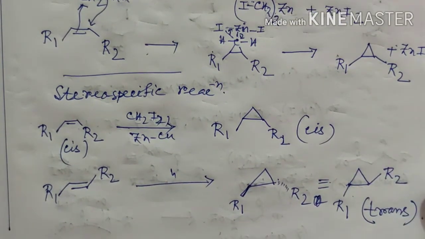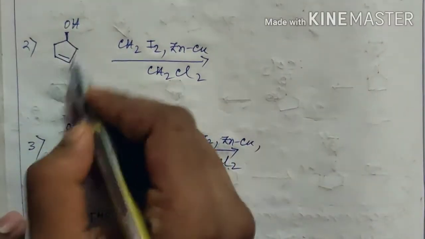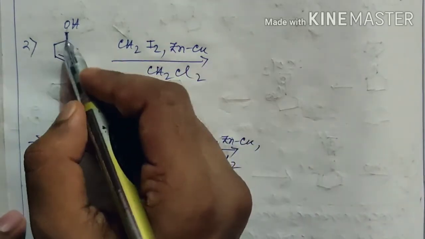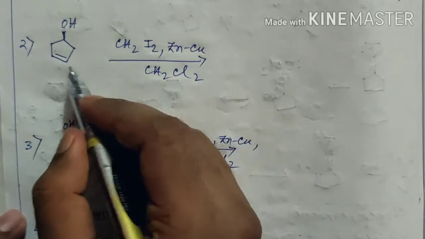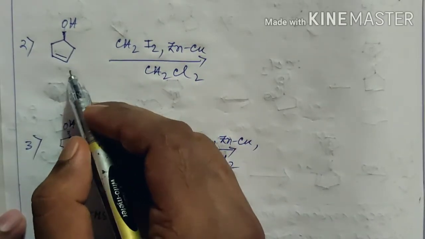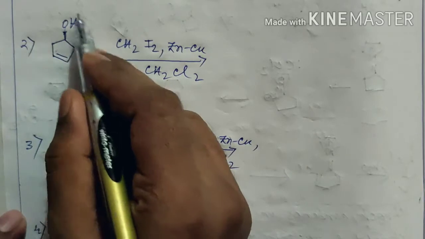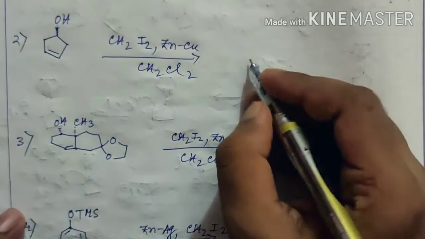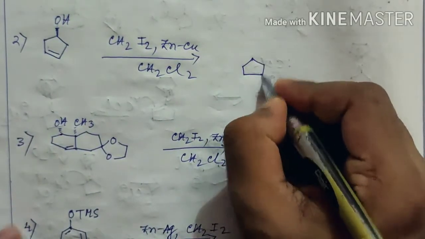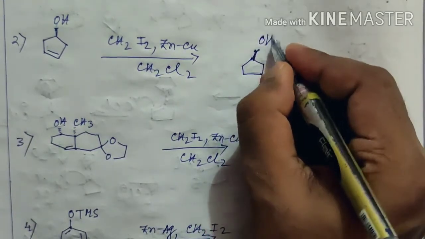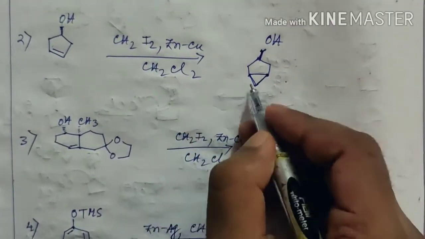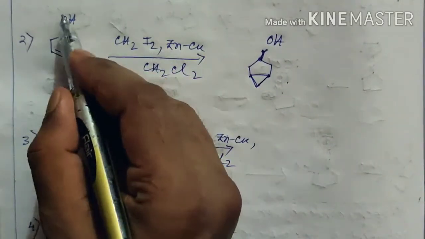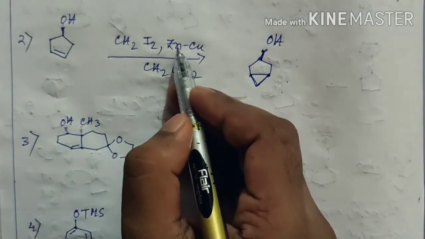Now let's see some examples of this reaction. If you are given such an olefin, that is there is one hydroxyl group, then the addition of this CH2 group, that is cyclopropane ring formation, will be from that plane in which the OH group resides. That is, the product will be, since OH is above the plane, the cyclopropane ring will be from above the plane, and this is due to the coordination of the lone pair of oxygen with the zinc metal center.